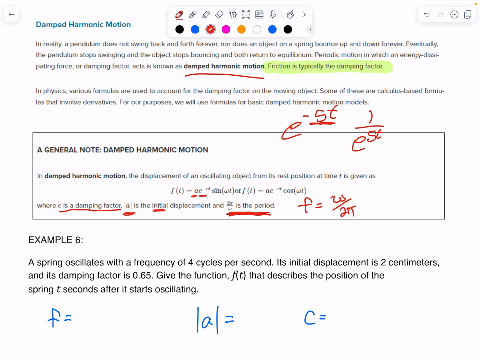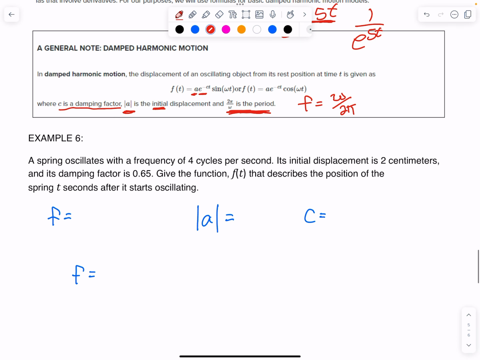They're just going to give us information and have us put it where it goes in the formula. So a spring oscillates with a frequency of 4 cycles per second. So I have f equals 4, and this is going to be cycles per second. Its initial displacement is 2 centimeters. We figured out that that's just our initial amplitude. And then they gave me the dampening factor, which is 0.65. This would be a rate found by experimental observation, given data points. Okay, given the function f of t that describes the position of the spring t seconds after it starts, we just have to come up with a function.